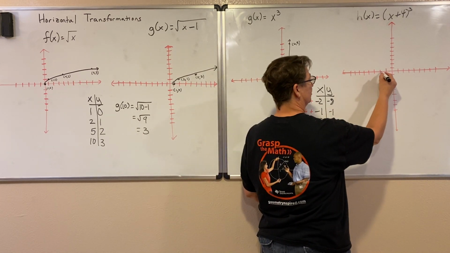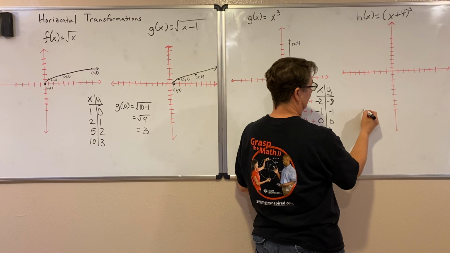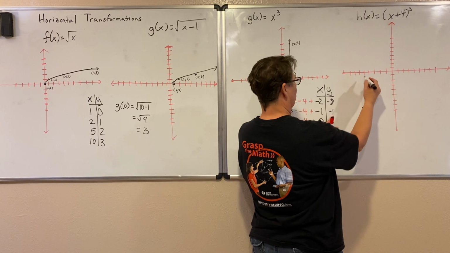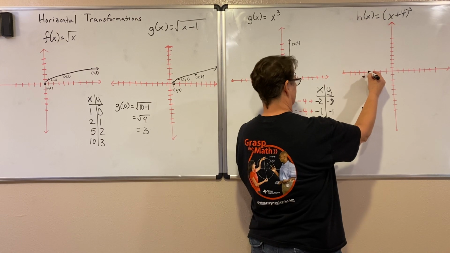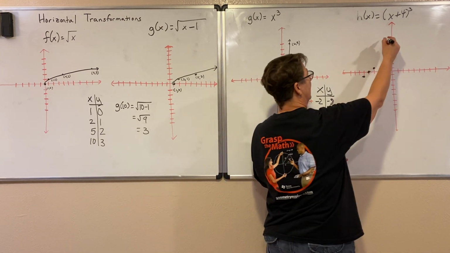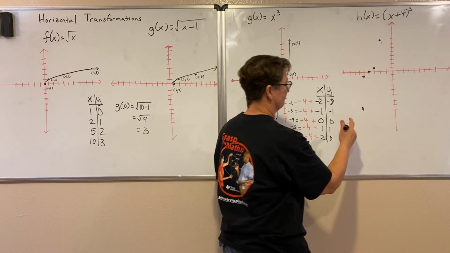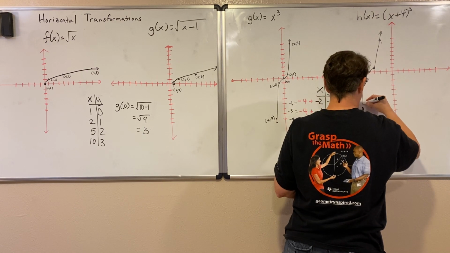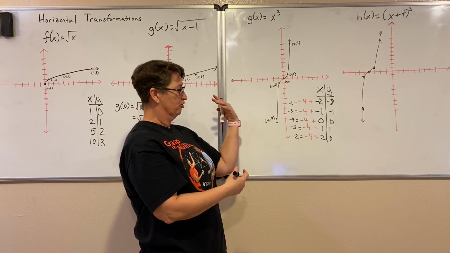Plotting them: -6, -8, -5, -1, -4, 0, -3, 1, and -2, 8. And there's my cubic function, just shifted 4 units to the left. See how my cubic function just moved 4 units to the left?